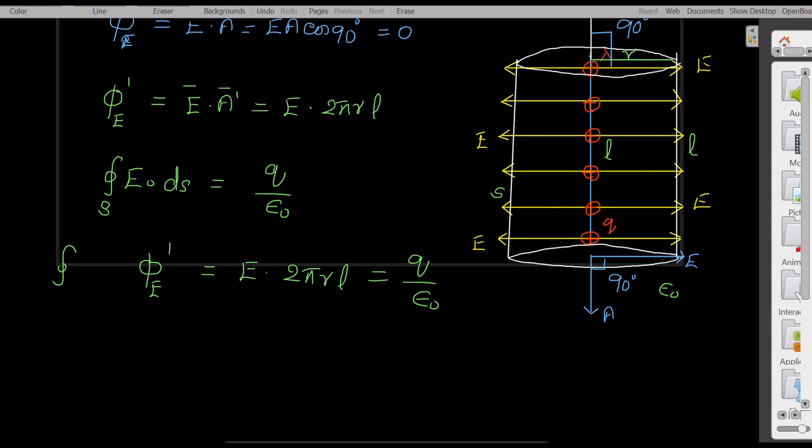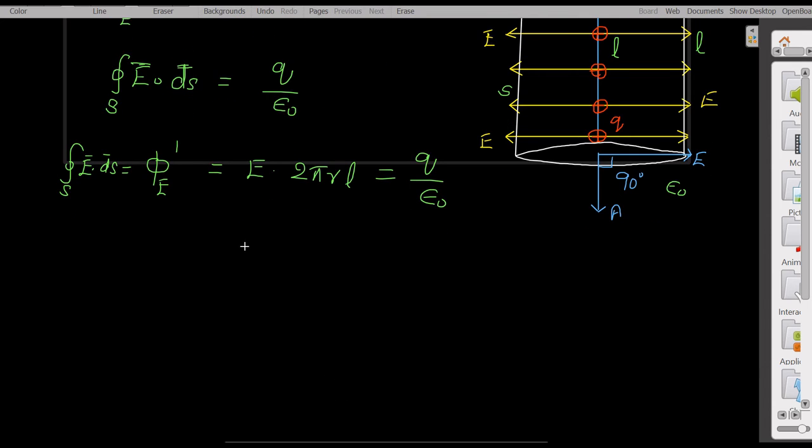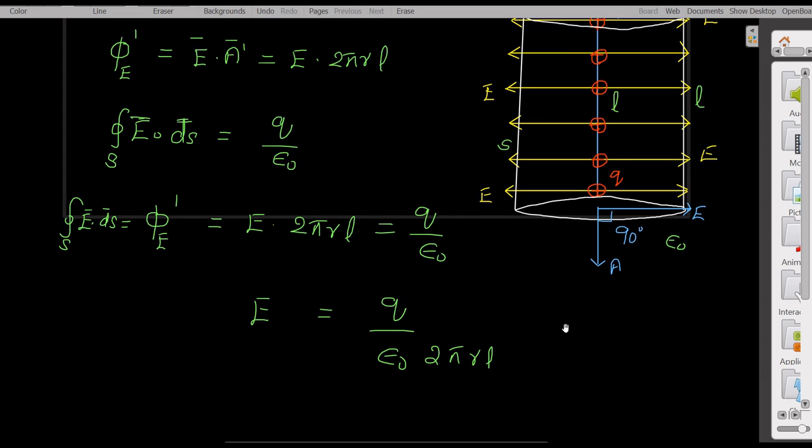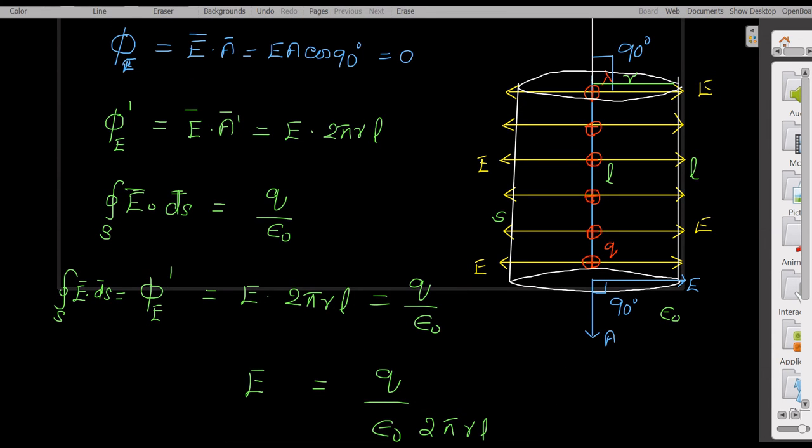Already we know integration over the closed surface E dot ds is equal to phi E dash. These are the vector quantities. Now, if we solve this, we get E equal to q by epsilon naught whole divided by 2 pi R L. Now, what is q here? Q is the total charge. Lambda is the charge per unit length. Hence, we can write Q is equal to lambda times L.